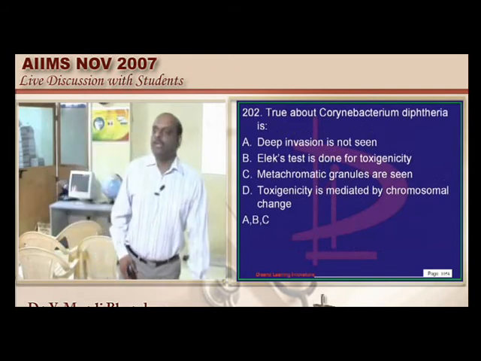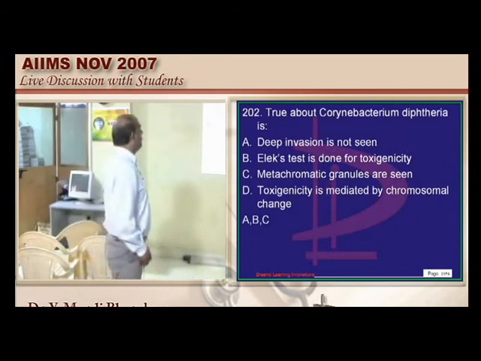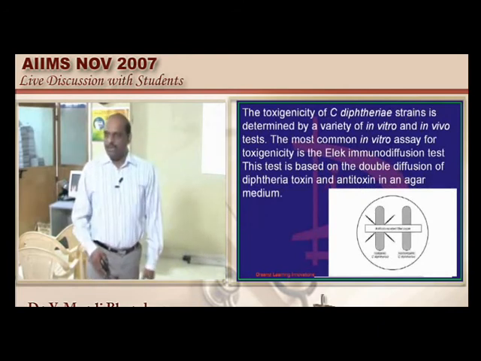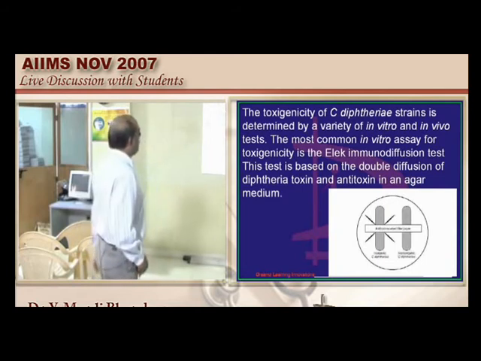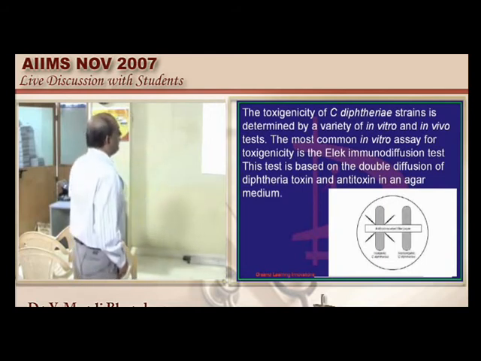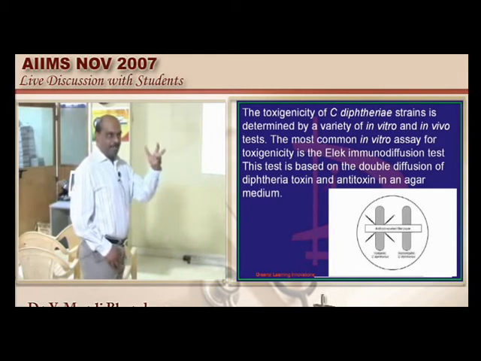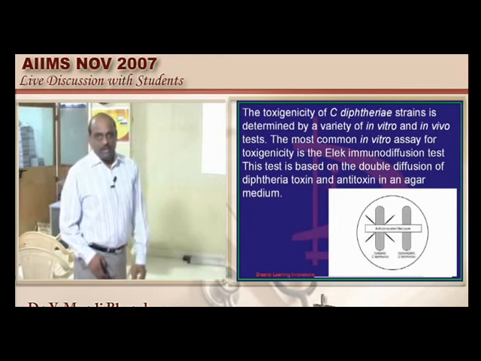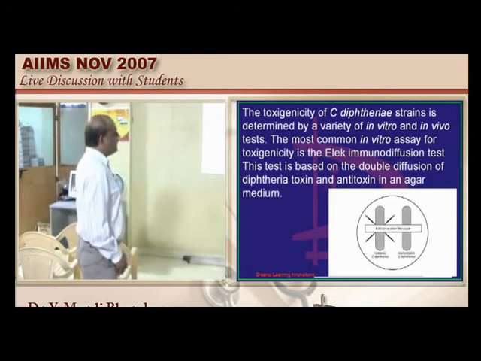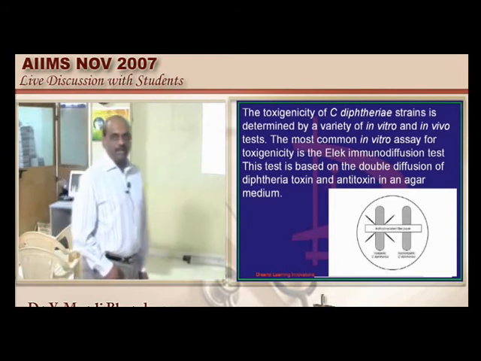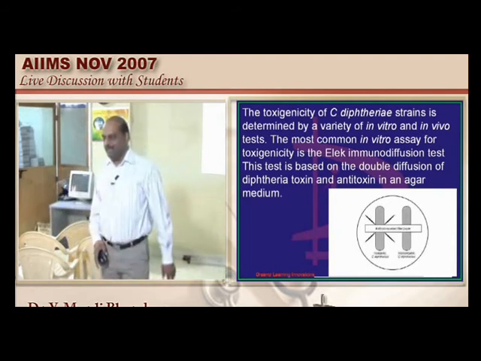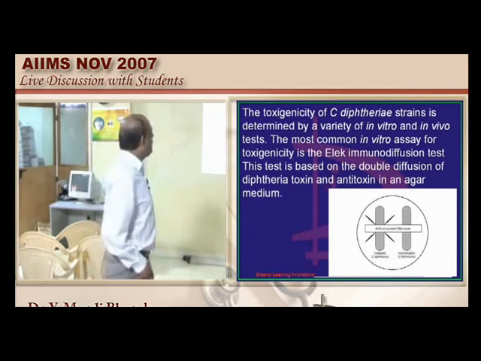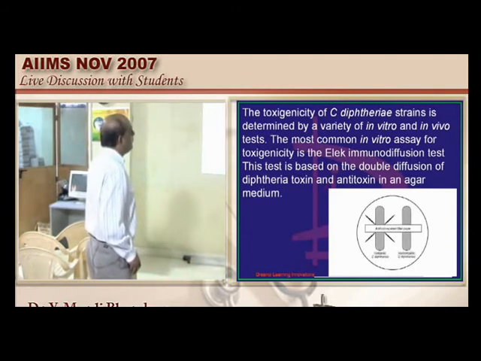Now what is true about the Corynebacterium diphtheriae? Does the Corynebacterium have an invasion, doctor? It never invades. It will never have deep invasion. And the diphtheritic toxin expression is basically mediated by a gene, not a chromosome. So I think possibly toxigenicity by the chromosomal change may be the possible answer. And metachromatic granules are very much seen in the case of the Corynebacterium diphtheriae.